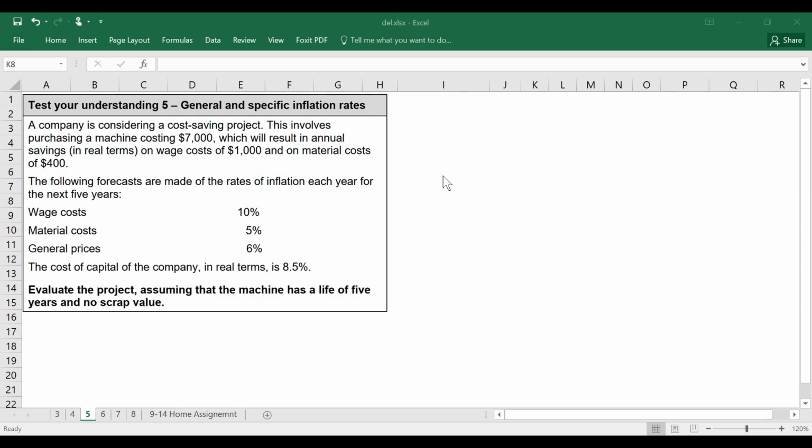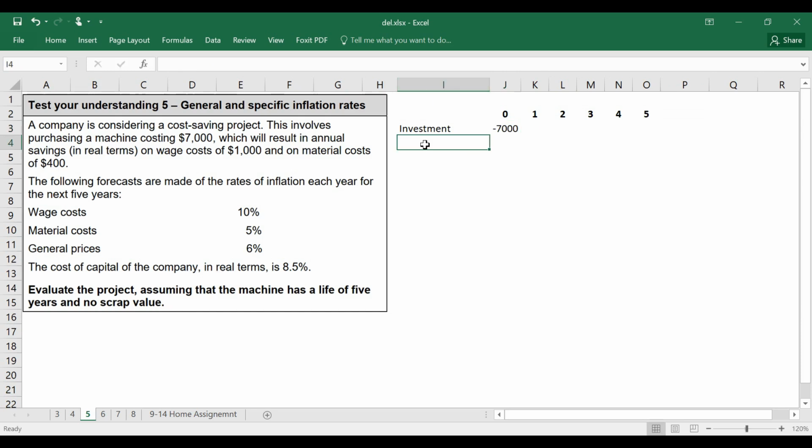Now let's quickly solve this example. First of all, we have to see the total number of years. So in this question we have 5 years. Okay, so we will start from year 0, then year 1, 2, 3, 4, and finally we have year 5. Then we have our initial investment of $7,000, which we will write in year 0. Here we have negative $7,000.